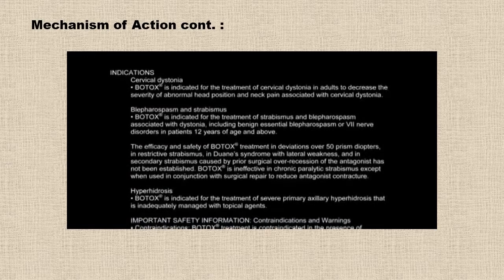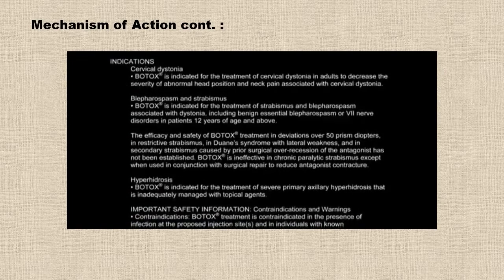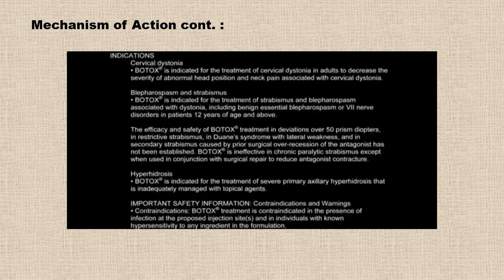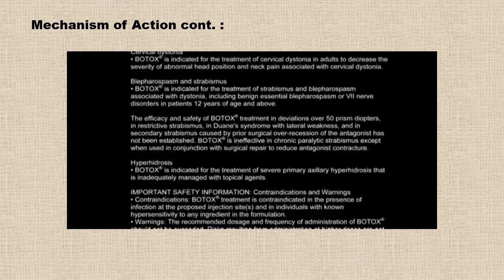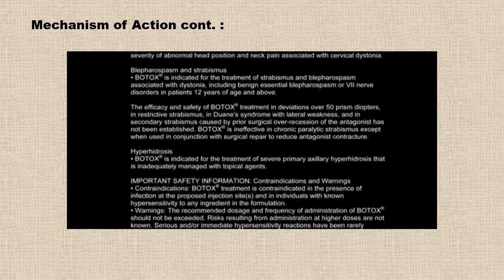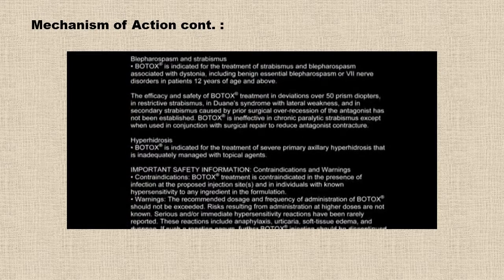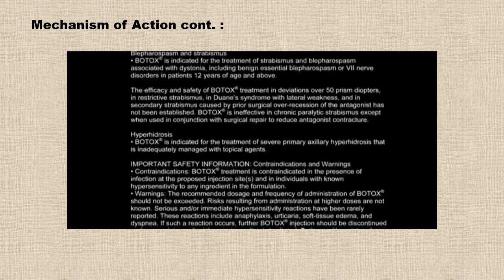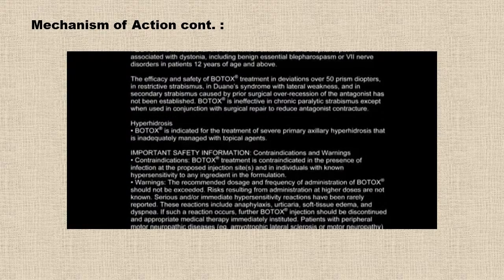The efficacy and safety of Botox treatment in deviations over 50 prism diopters, in restrictive strabismus, in Duane syndrome with lateral weakness, and in secondary strabismus caused by prior surgical over-recession of the antagonist has not been established. Botox is ineffective in chronic paralytic strabismus, except when used in conjunction with surgical repair to reduce antagonist contracture. Hyperhidrosis. Botox is indicated for the treatment of severe primary axillary hyperhidrosis that is inadequately managed with topical agents.